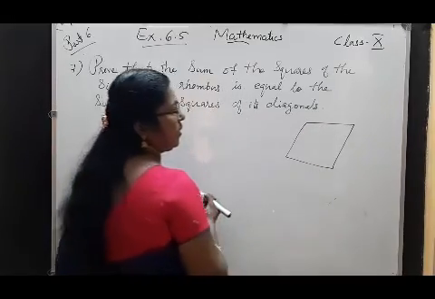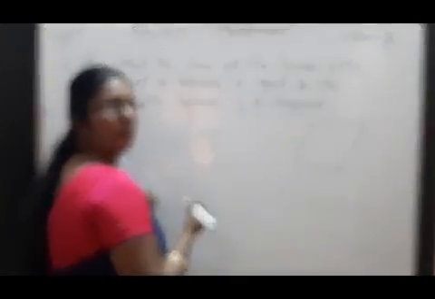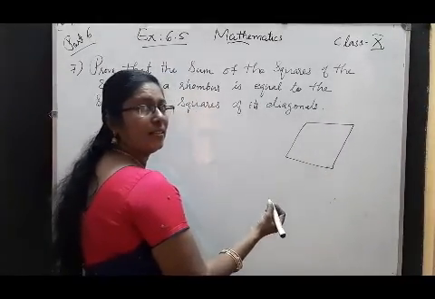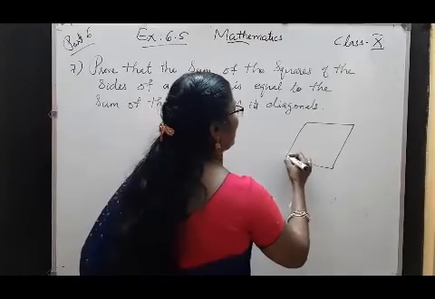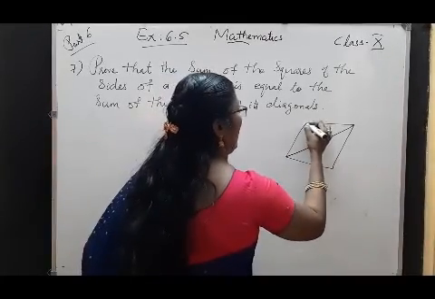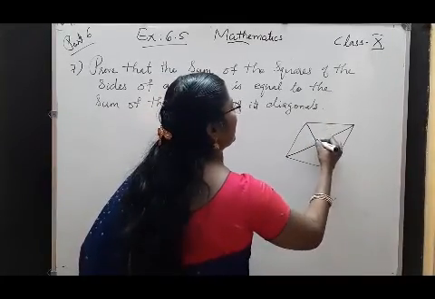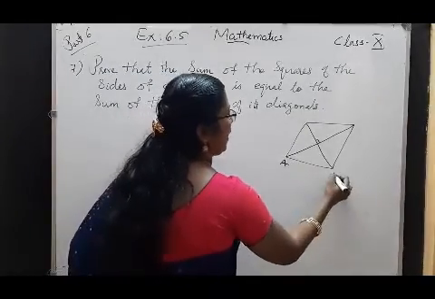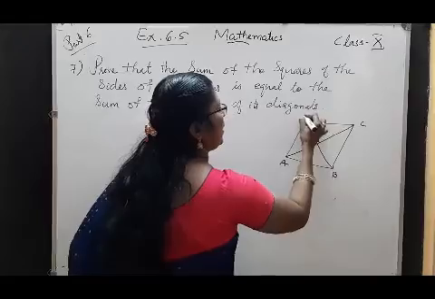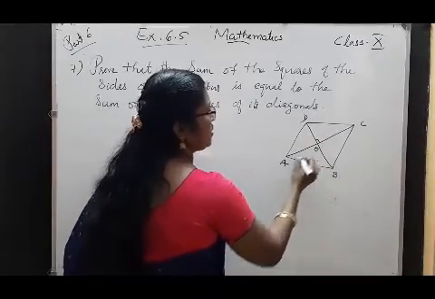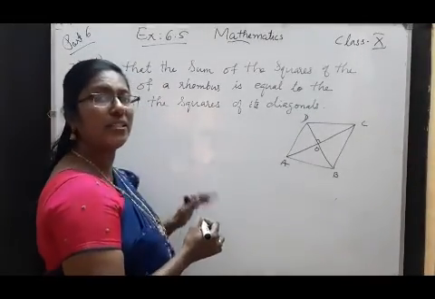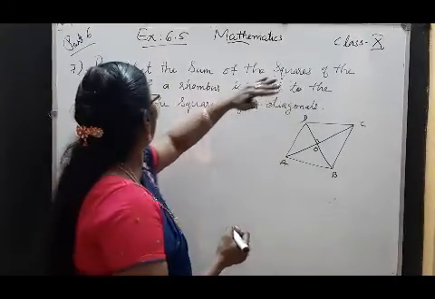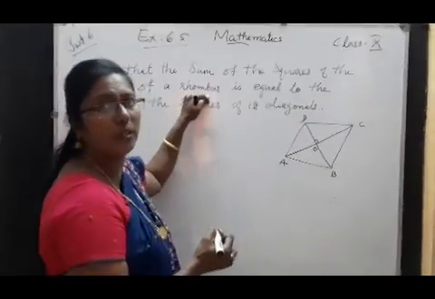All sides are equal. And its diagonals bisect each other at 90 degrees. This is a rhombus. ABCD is a rhombus. Diagonals bisect at O.